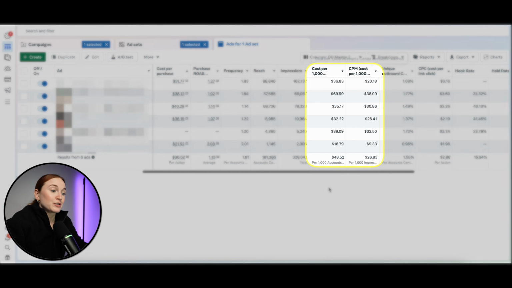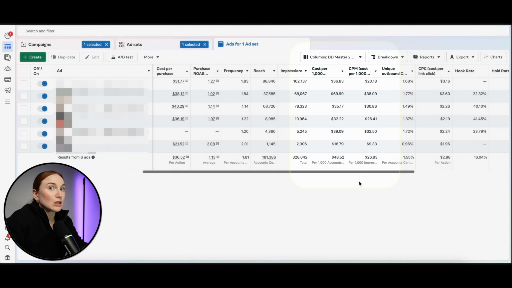And then we have, of course, cost per reach, and CPM. Now, I'd say that CPM is probably going to be a lot more important than cost per reach, but CPM is actually the number that I find a lot more advertisers talk about. And this is essentially the cost per 1,000 impressions.